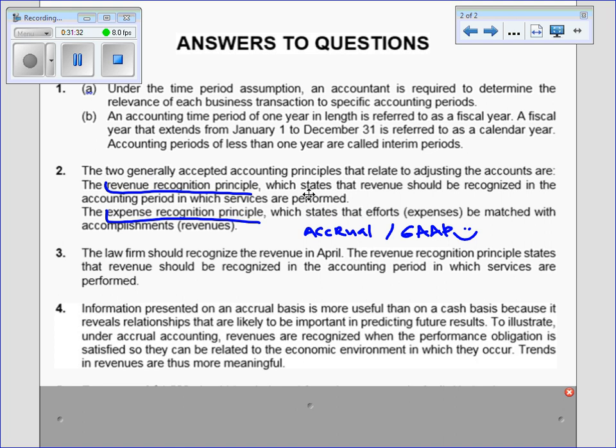That last sentence, trends in revenues are thus more meaningful. For example, are sales good in December? Most of the time, because people are holiday shopping. Well, if all of a sudden there's this big drop in sales in December, we can, from an analytical standpoint, try to figure out why.